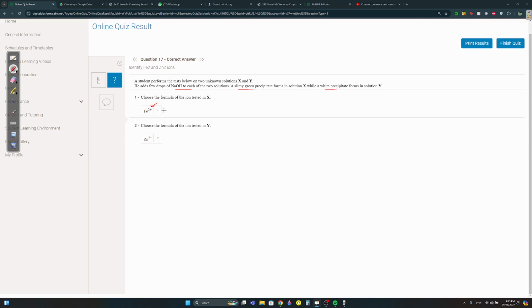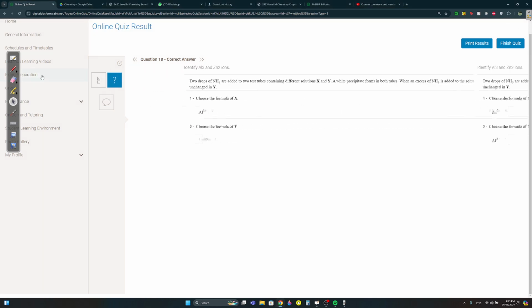I can't see the choices, but obviously a green precipitate means either Fe2+ or Cr3+. One of them, but I don't think they put Cr3+. So there's no Cr3+, and you choose Fe2+. How about this one here? When you add NaOH to zinc, you get a white precipitate. Not only zinc, remember calzone. Any of these three, you would get a white precipitate.